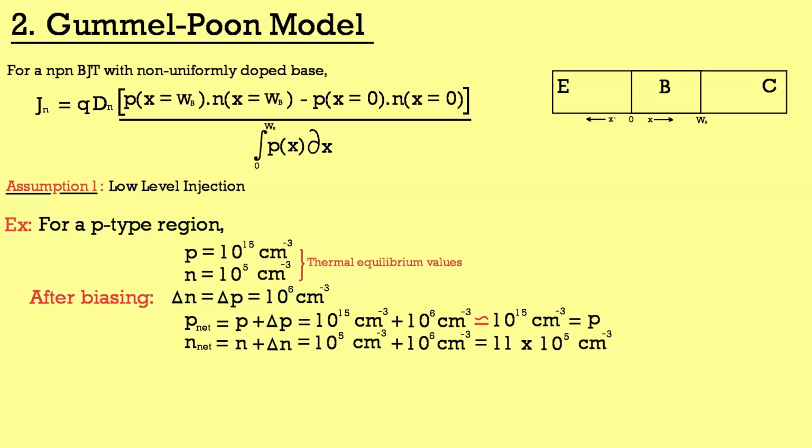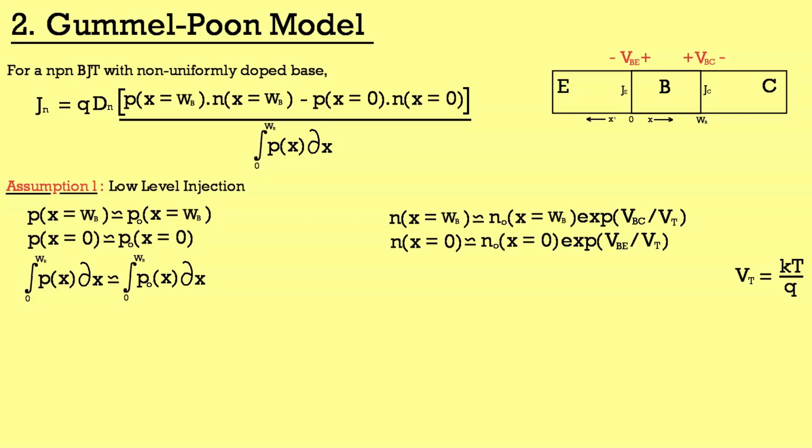Now, the net hole concentration can be approximated to be equal to thermal equilibrium hole concentration, as the excess hole concentration is significantly small compared to hole equilibrium concentration. However, when we talk about free electron concentration, then we cannot ignore the excess free electron concentration, and such conditions are referred to as low level injection, where the excess carrier concentration after biasing is comparable to minority carrier concentration, but it is significantly smaller than majority carrier concentration. If the excess carrier concentration is comparable to majority carrier concentration, then it will be referred to as high level injection.